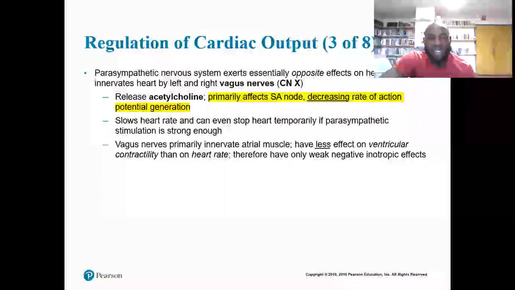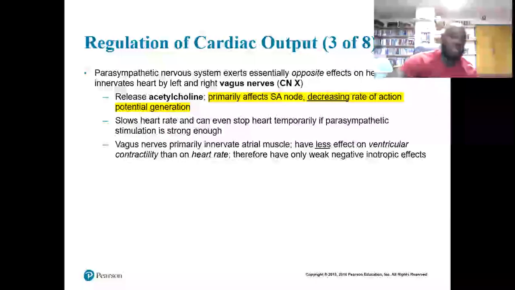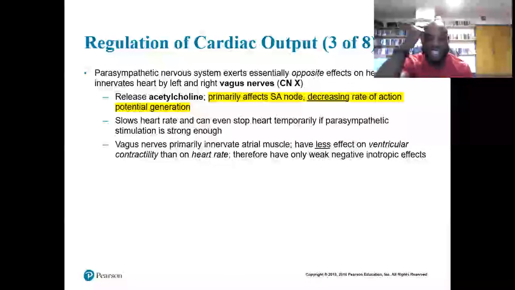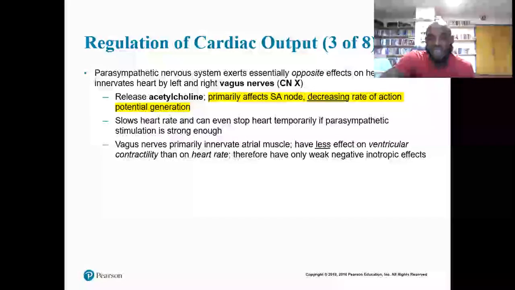Your parasympathetic nervous system has the opposite effect. Remember, your rest and digest innervates the heart by the left and right vagus nerves. This is one of your cranial nerves, cranial nerve 10. It releases acetylcholine, which primarily affects the SA node as well, decreasing the rate of action potential generation and slowing the heart rate. It can even temporarily stop the heart if it's strong enough, which would not be good. We don't want to stop the heart ever. Vagus nerves primarily innervate the atrial muscle and have less effect on the ventricular contractility of the heart rate.